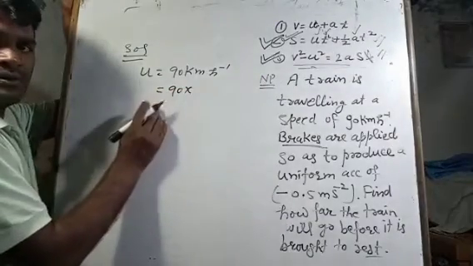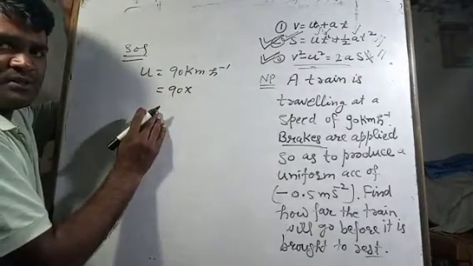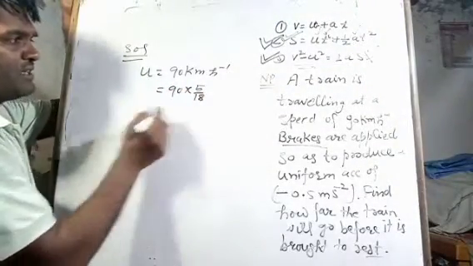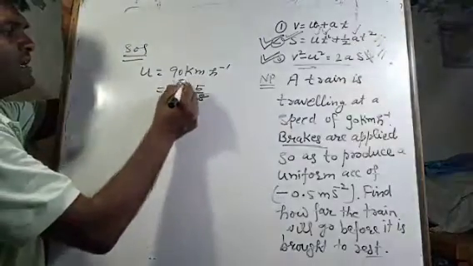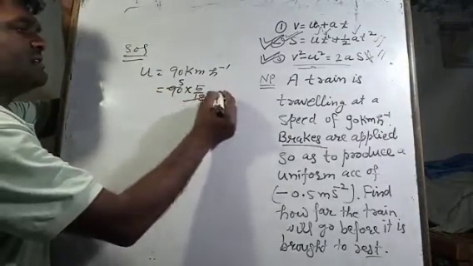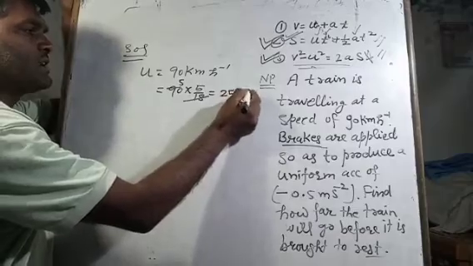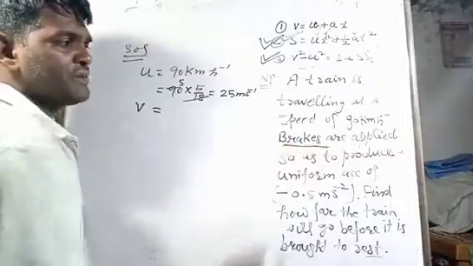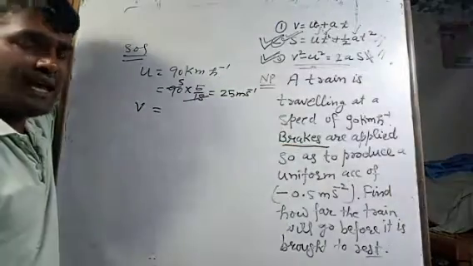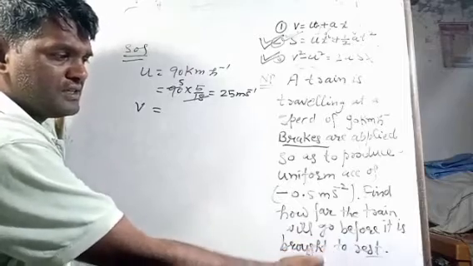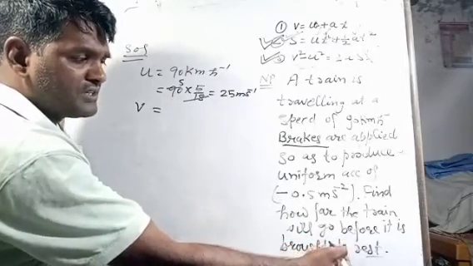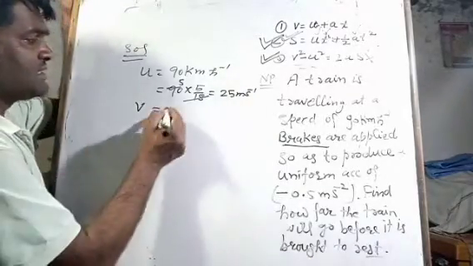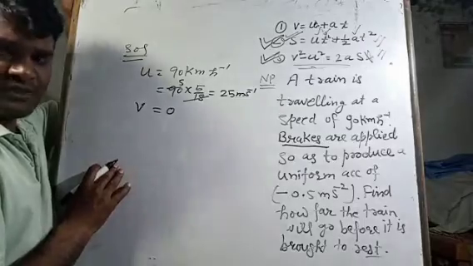With which we need to multiply it to change into meter per second? Yes, we need to multiply it with 5 by 18. Then 18 5s are 90 and 5 5s are 25 meter per second. This is the initial velocity. Whenever there is a scene like that, brakes are applied and the statement is, what will be the distance covered as soon as it is brought to rest. Brought to rest means final velocity we need to choose 0 over here.